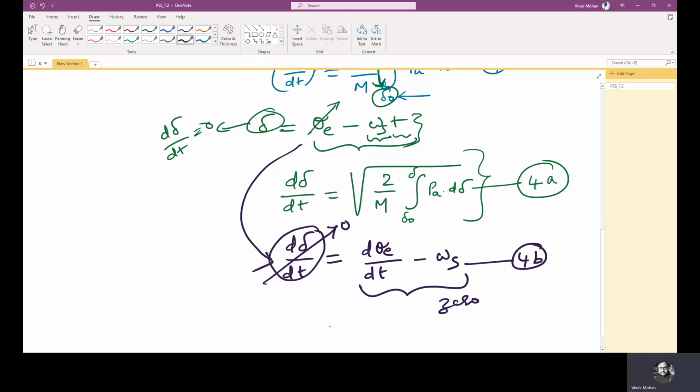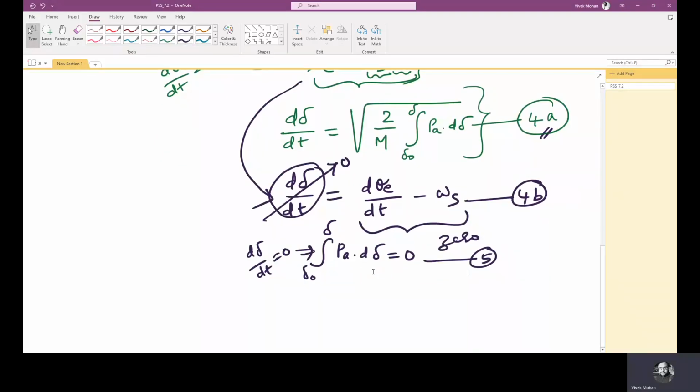Now, from equation 4a we can write that the integral from δ0 to δ of Pa dδ equals 0 for the stability condition. For the stability condition, dδ/dt equals 0, which implies this one, right? Now let it be equation 5.